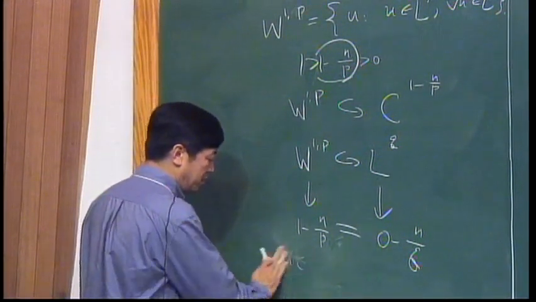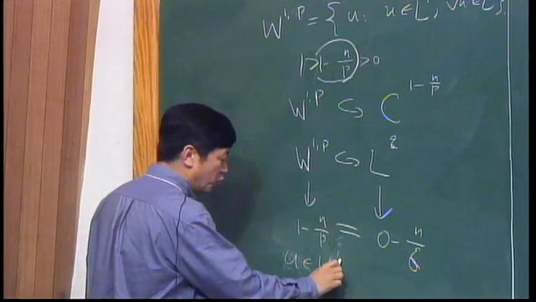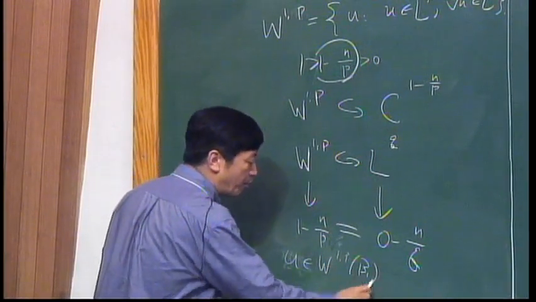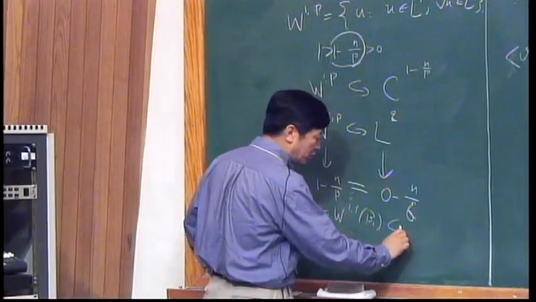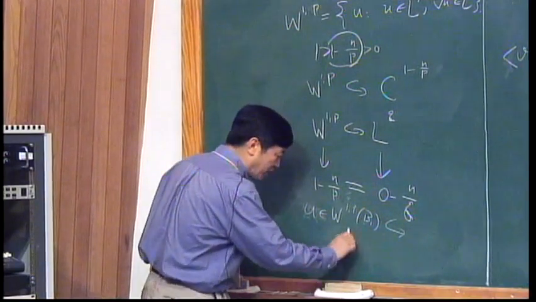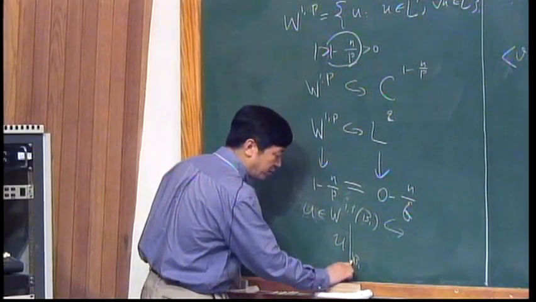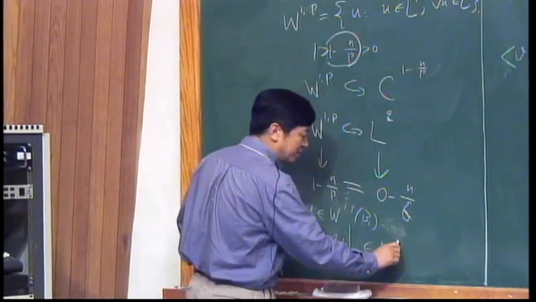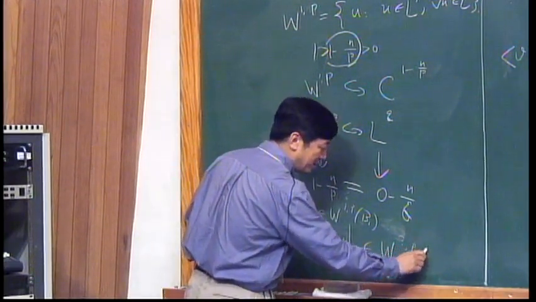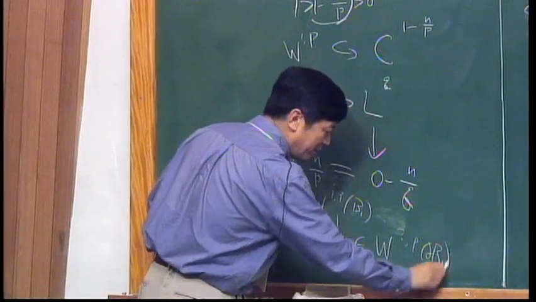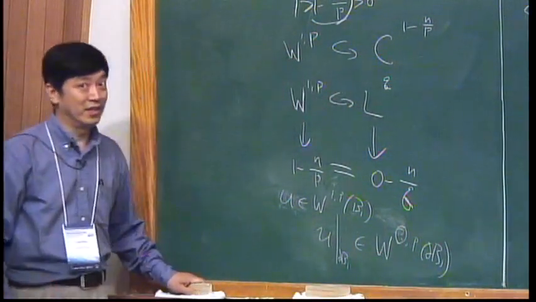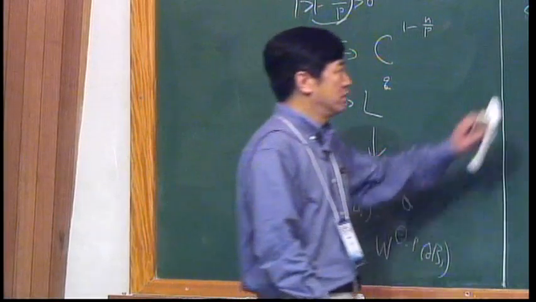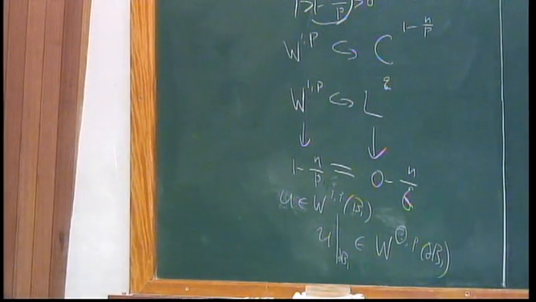Say u is in W^{1,p} of ball 1. You want to understand what's going on. You restrict to the boundary. This will be in some fractional Sobolev space W^{?,p} of the boundary of ball 1, right? The only thing you want to find is that. And what's that number? Then that number should leave everything invariant. Then you put this together, then you get everything.